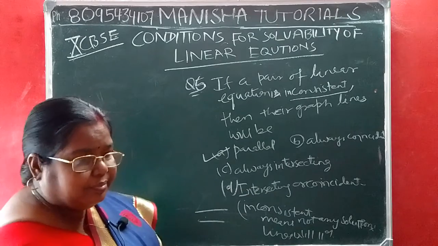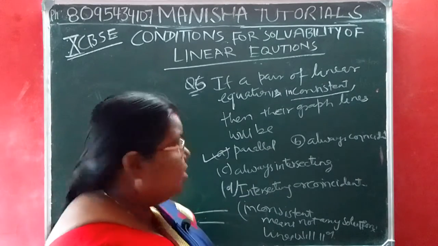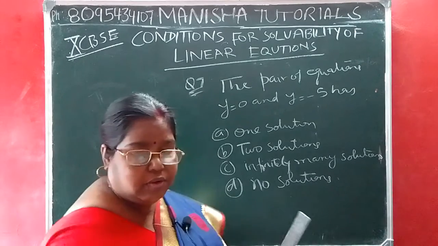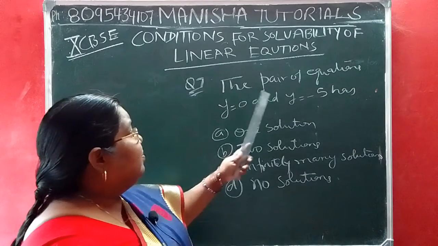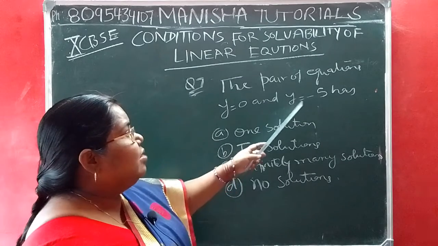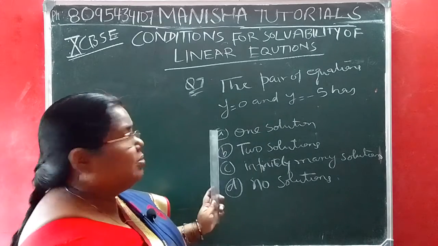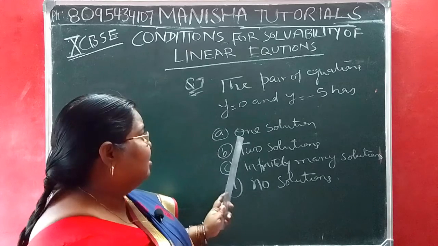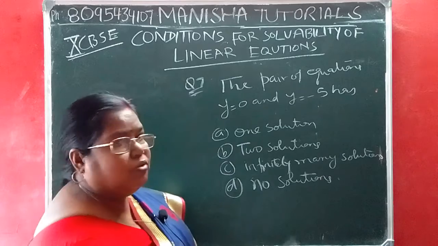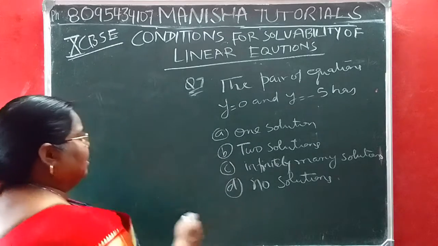Okay. Now come to question number 7. The pair of equations y = 0 and y = -5 has which option? You have to choose the correct answer: one solution, two solutions, infinitely many solutions, or no solution. How will you find the correct answer?